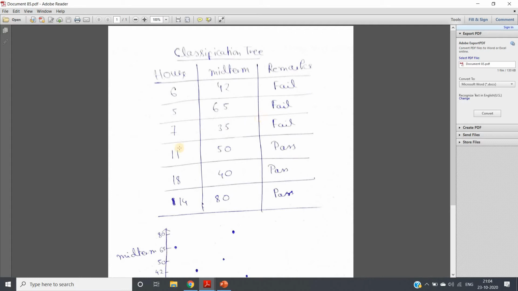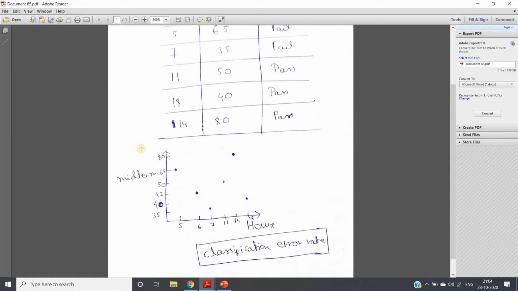Now let's try to understand this. As the total number of input features is very small, we can easily visualize it using a two-dimensional plot like this. If I plot midterm score on the y-axis and hours on the x-axis, and roughly put the data points, I'll get a graph somewhat like this.